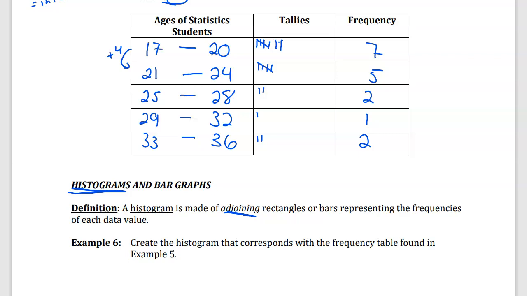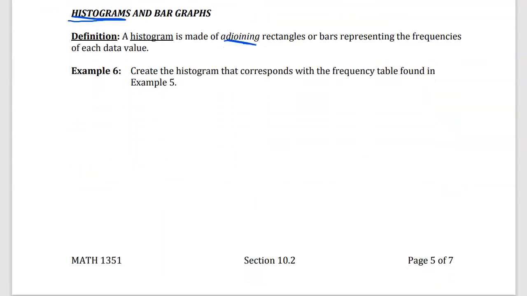This one ends at 20, this one begins at 21. This one ends at 24, this one begins at 25. You don't have any gaps. So I'm going to start out by saying that I have my title, ages of, let's see here, statistics students.